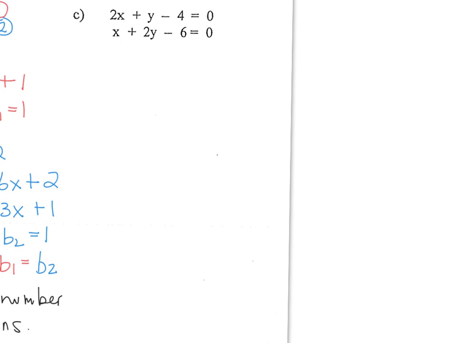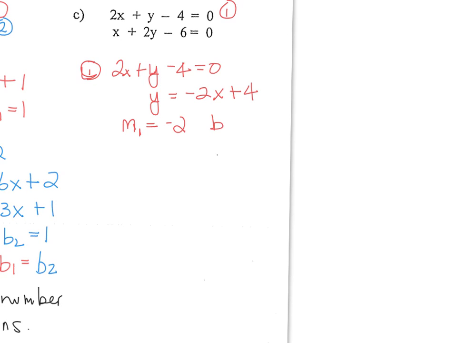Okay, so again we'll give it the 1. So number 1 line, 2x plus y minus 4 equals 0. I'm going to bring everything over in one step here. So y equals negative 2x plus 4. Okay, so m1 is equal to negative 2, and b1 is equal to 4.